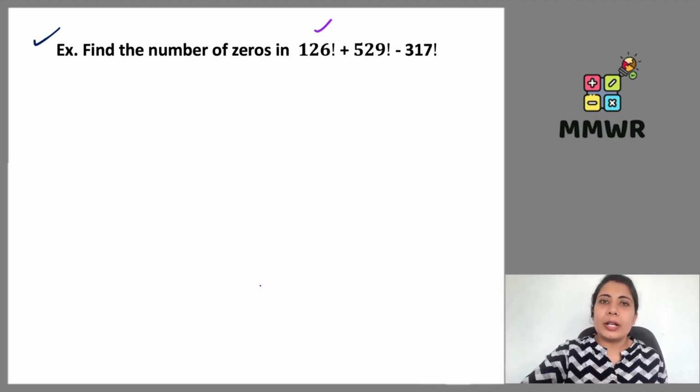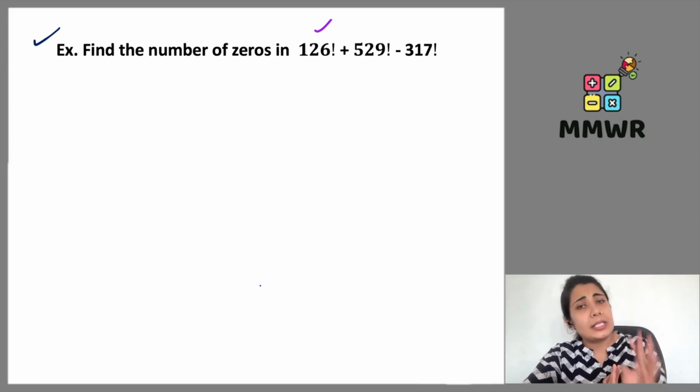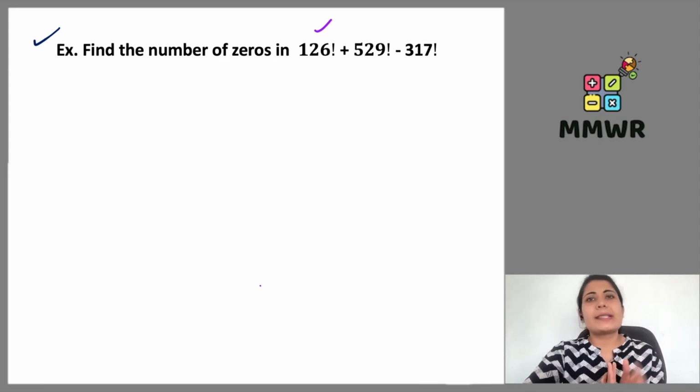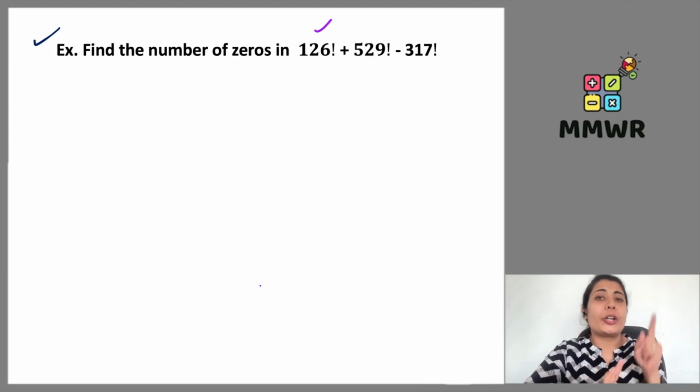वैसे आपका आंसर सिर्फ 126 फैक्टोरियल में कितने फाइव्स है ये चेक करके ही मिल जाएगा. जितने फाइव्स है उतने 10 के सेट बनेंगे और उतने ही जीरोस बनने वाले. सपोज 5 की पावर 13 आंसर आ रहा है 126 में, सो इन दैट केस we will be getting 13 number of zeros for this problem.